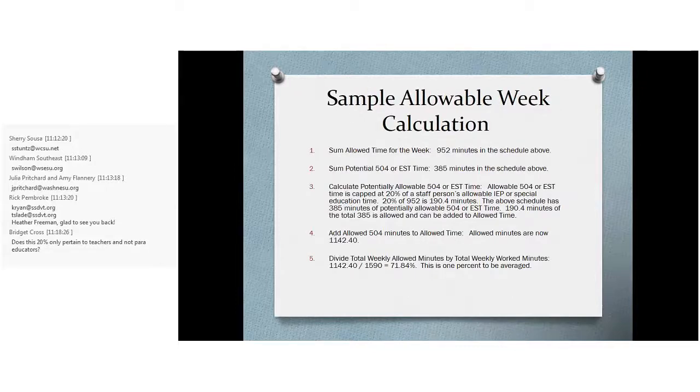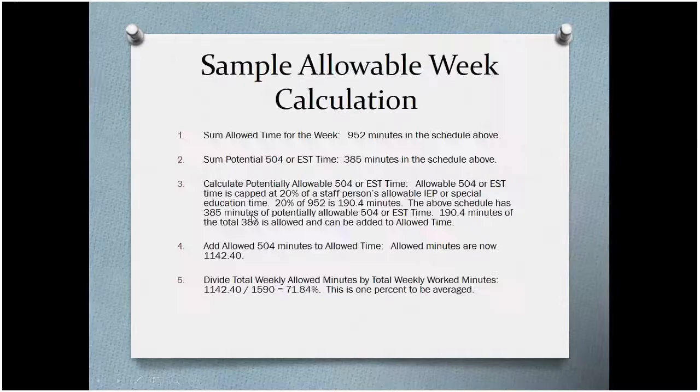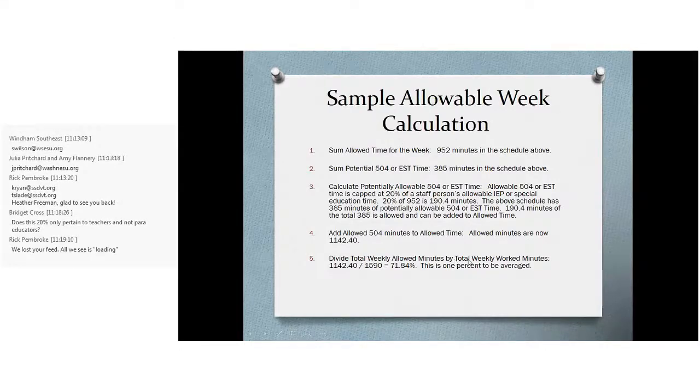So this is a rundown of how we do the calculation. You get total allowed time, potential time. You add the two times together. And what I'm not seeing here is the division. Divide the total allowed minutes by total weekly work minutes. So in number 5, we've got total, so this was based on an earlier sample. We did have total weekly work minutes, so that became our denominator, and the numerator was the total allowed minutes, and the total allowed minutes was the addition of allowed time and allowable 504 EST time.